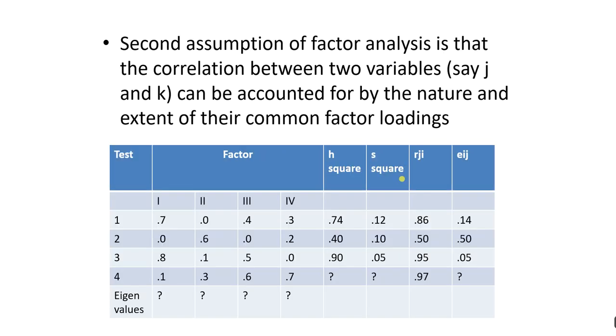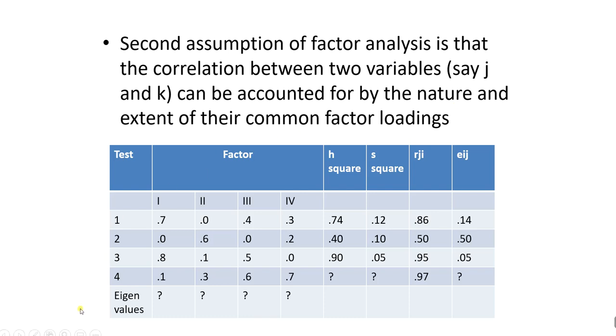Another assumption of factor analysis is that if we know the number and nature of common factors underlying the set of interrelated variables, then the correlation between two variables, say variable 1 and 2 in this example, or in general terminology variable j and k, variable i and j, you can use any term, can be accounted for by the nature and extent of their common factor loadings.